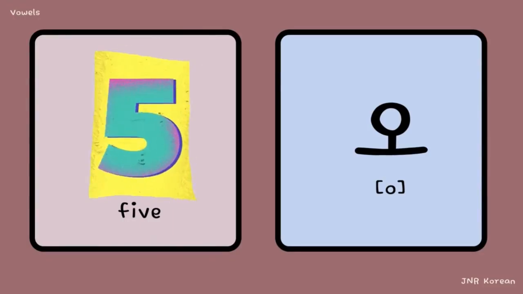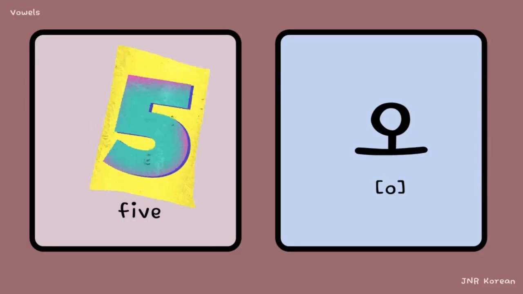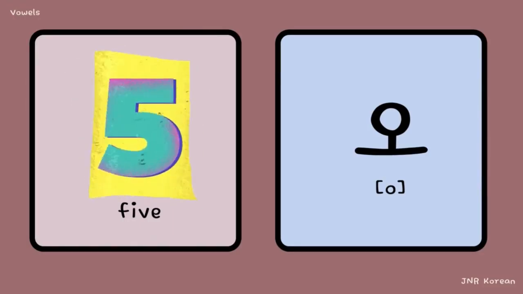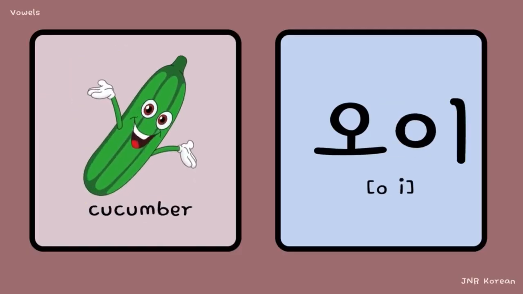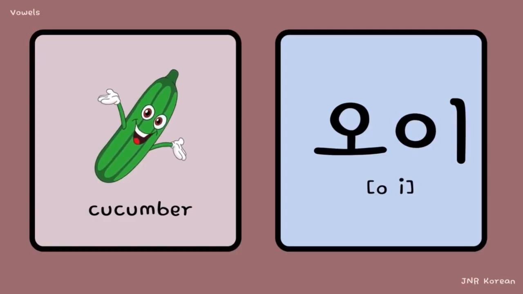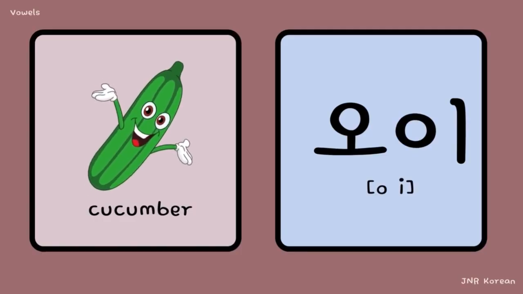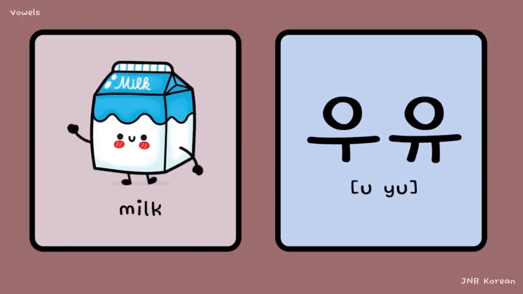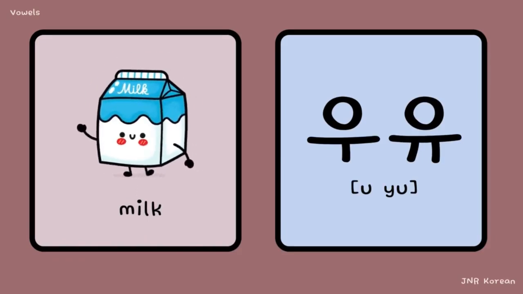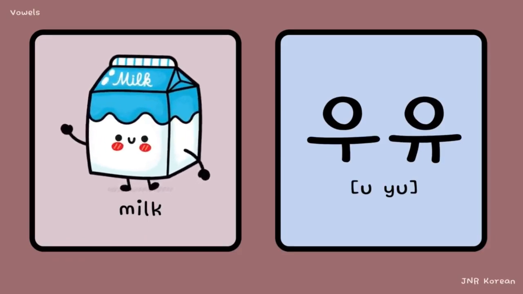Number 5 is called o in Korean. Say o, o. Cucumber is called oi in Korean. Say oi, oi. Milk is called uyu in Korean. Say uyu, uyu.